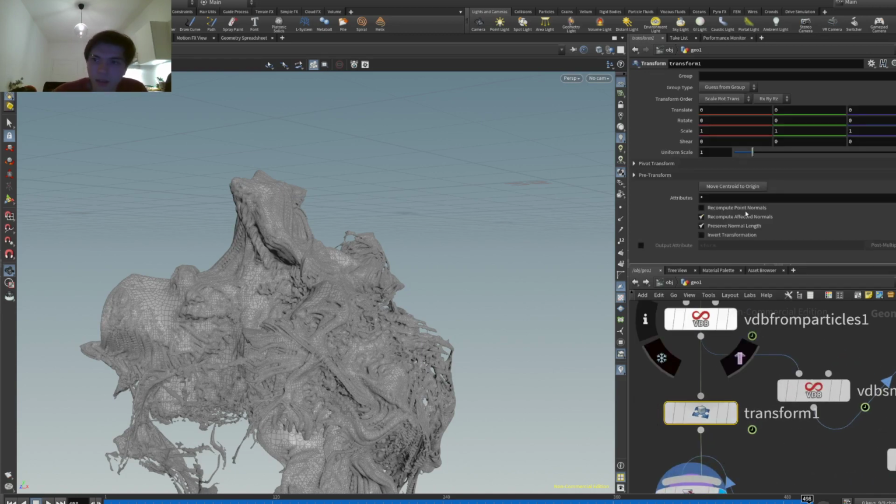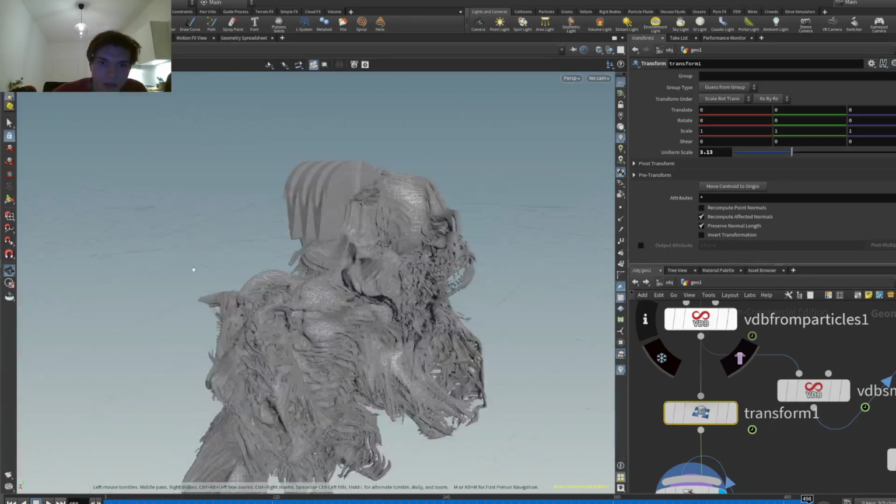Transforming that, and I don't know where it is. There it is. Something like this, apparently. Yeah.